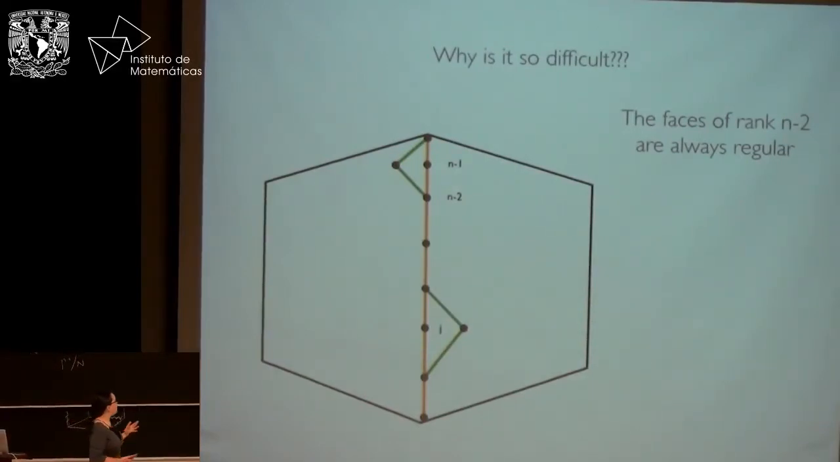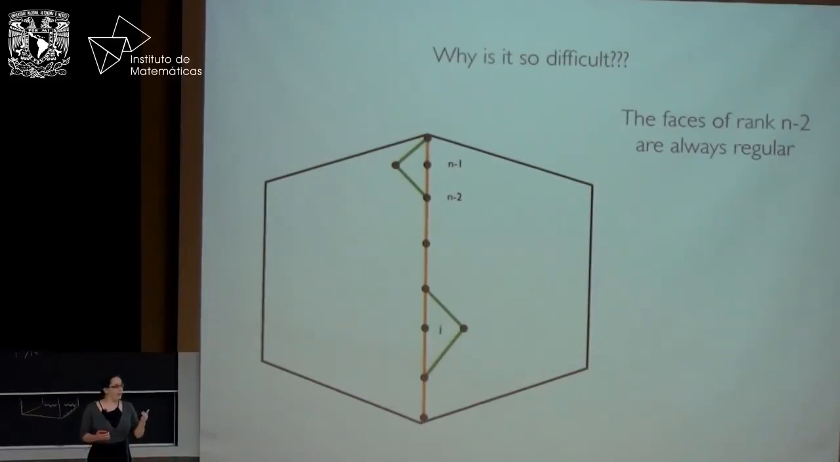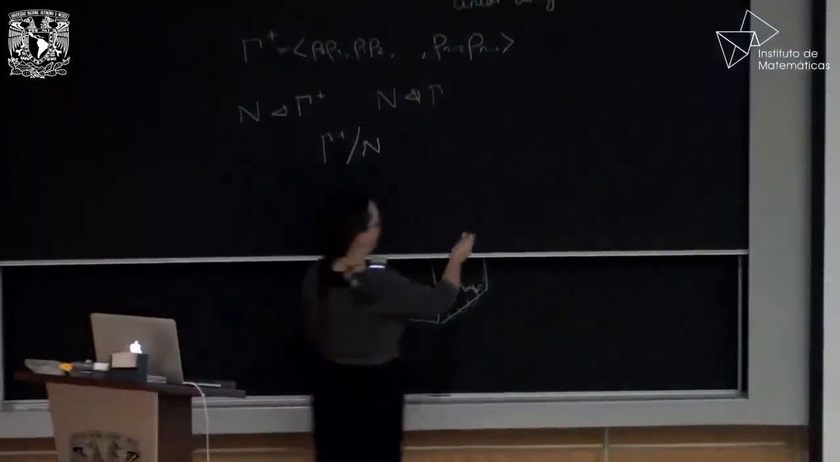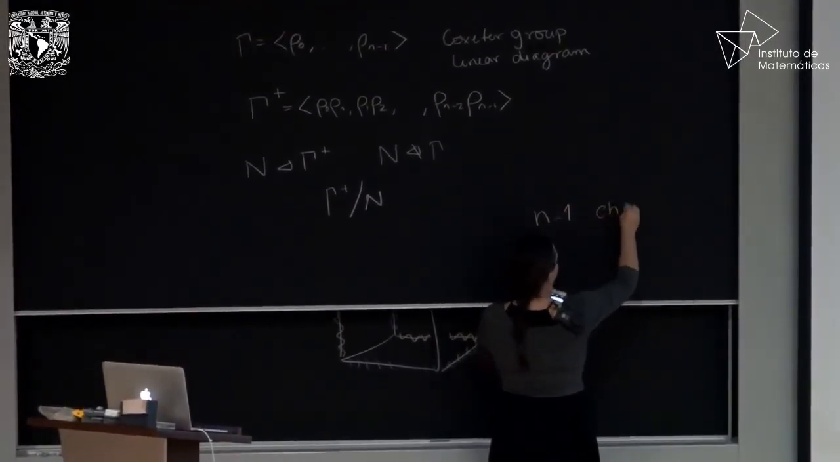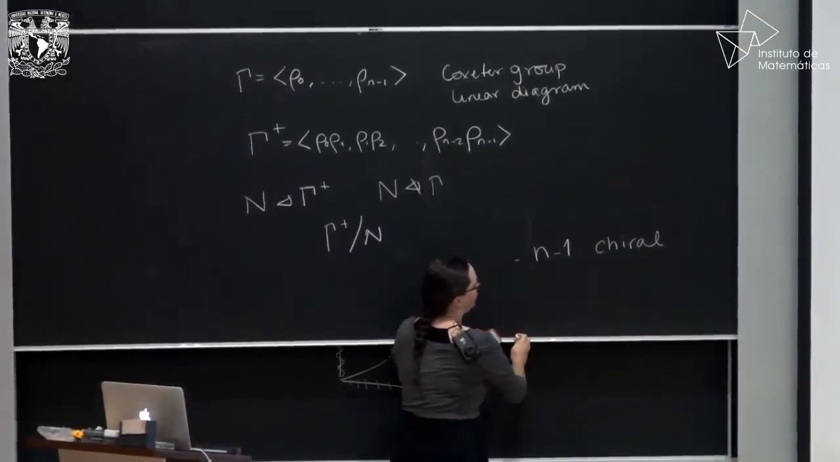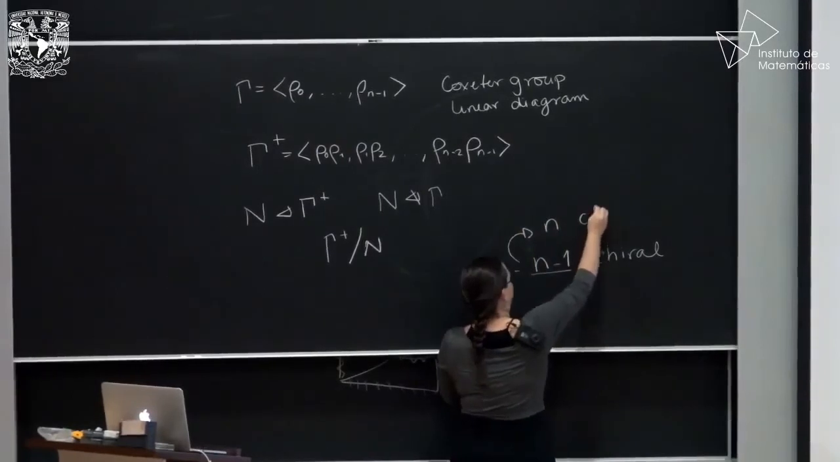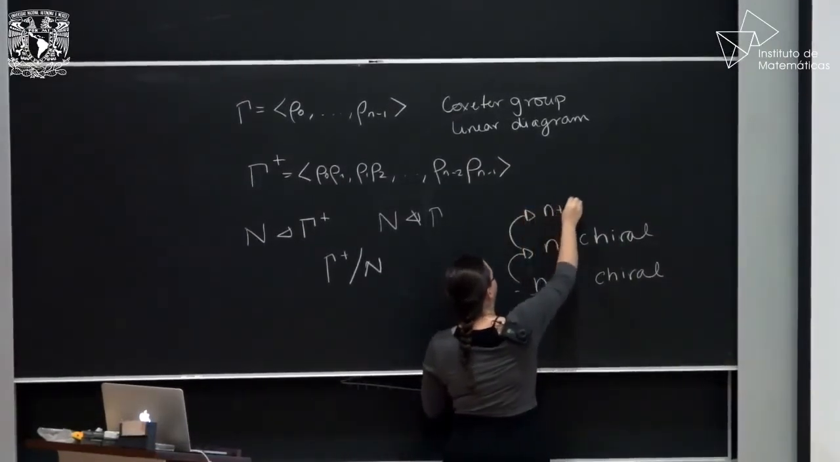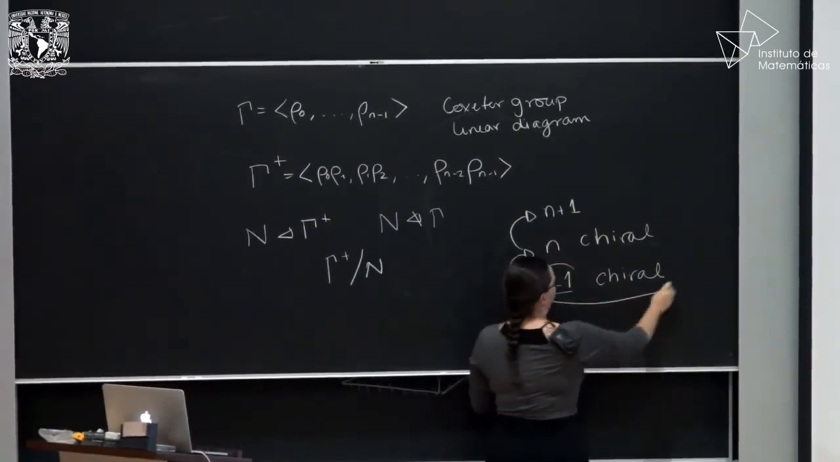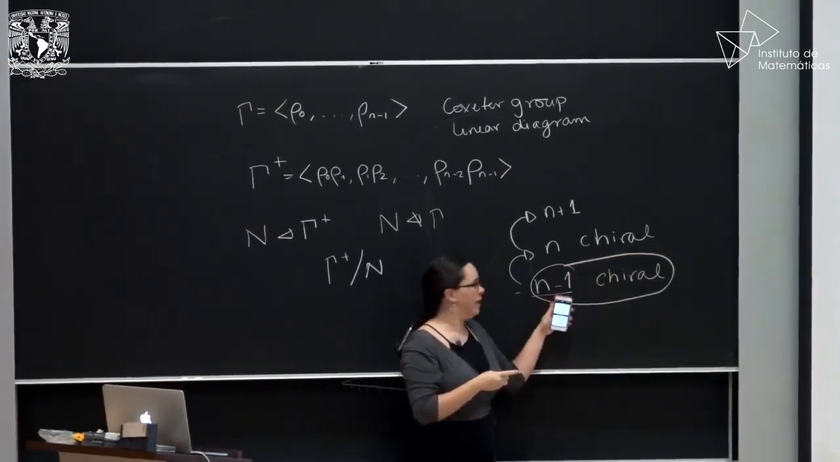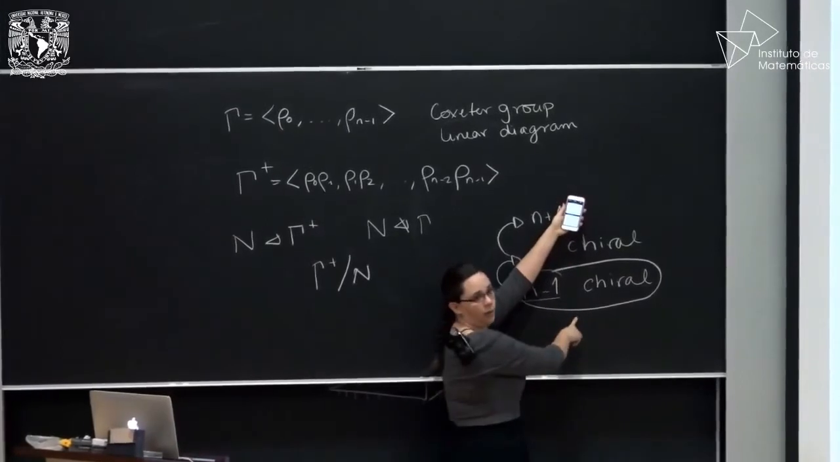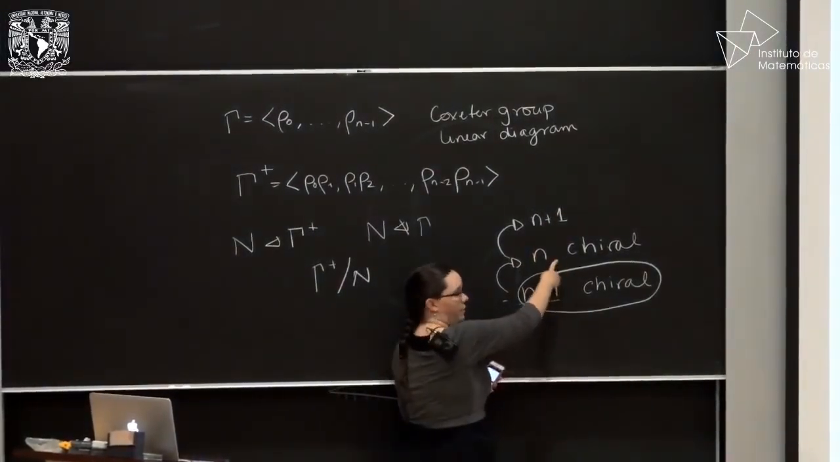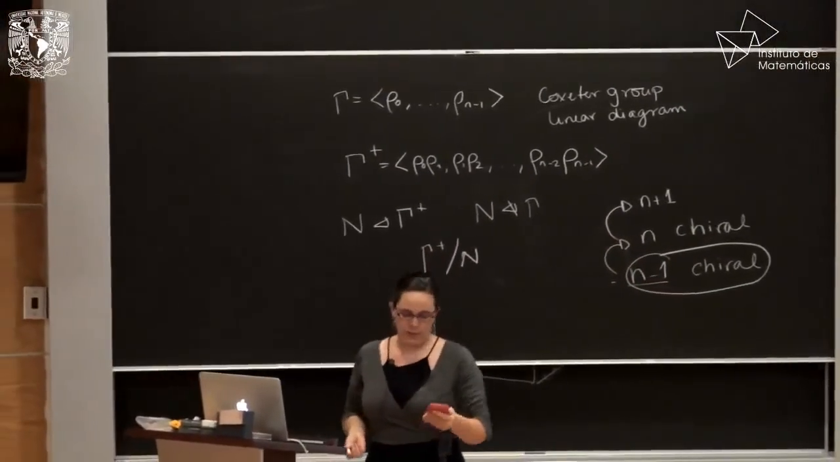And why is that a problem? Well, because it's really difficult to construct things in a way that I take something of one rank, and with this I build something of the higher rank, and then I keep growing like that. Say I start with something chiral of rank n minus 1, and I would like to use this to construct something of rank n that is chiral. And maybe I can do it. But then if I want to take it up to something of rank n plus 1, the n minus 2 faces are going to be these things that are chiral. But if I wanted this to be chiral, they had to be regular. So I cannot do this. I cannot take something and then from here construct something of the next dimension, and so on. And that's one of the reasons that makes this so difficult.